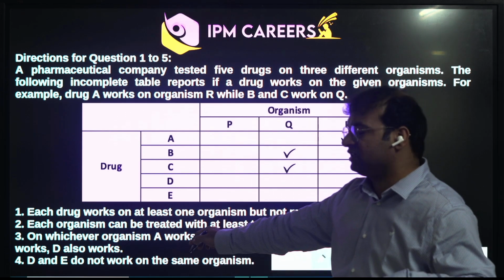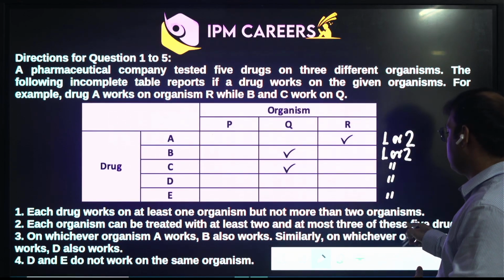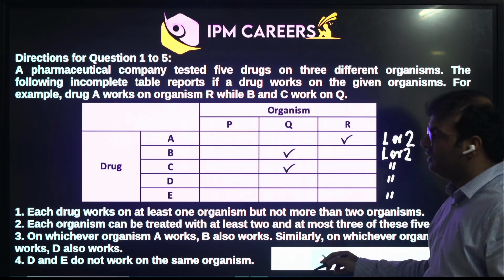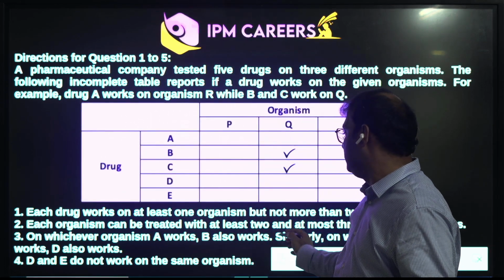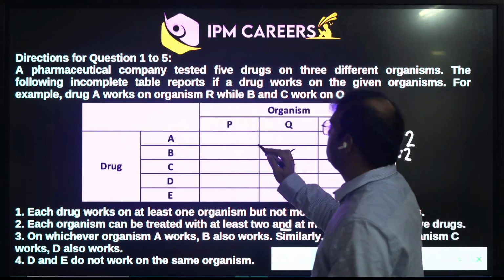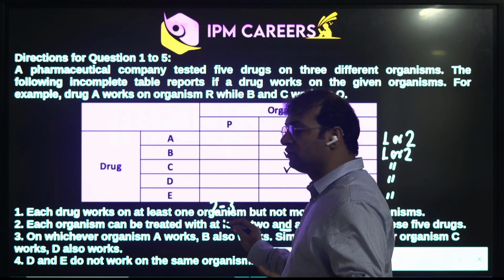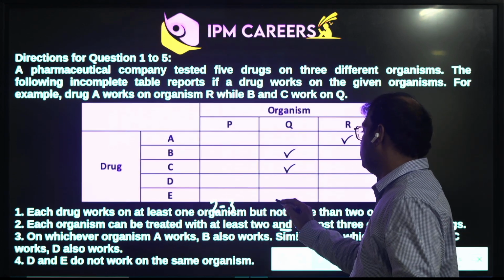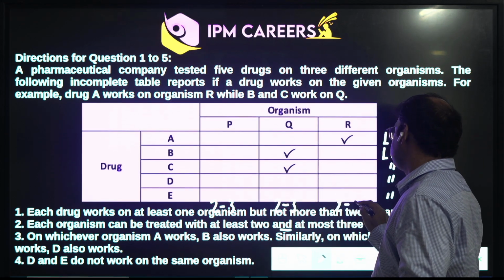Then in the next line, they are saying that each organism can be treated with at least two and at most three of these 5 drugs. So there are 3 organisms, and each one can be treated with at least two and at most three of the 5 drugs. Means they can be treated with either 2 drugs or 3 drugs. So let me mention this also in this table.